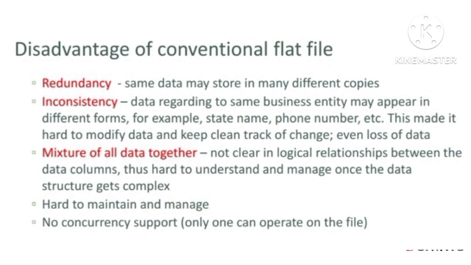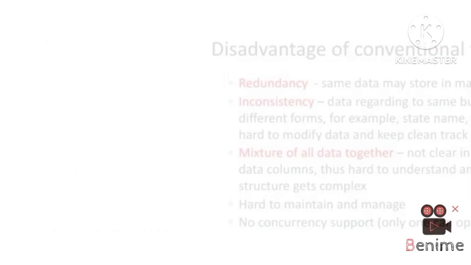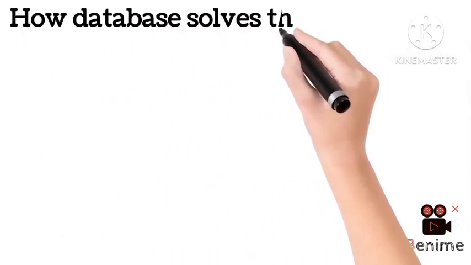Inconsistency: the data regarding the same business entity may appear in different forms. Mixture of all data together: the logical relationships between the data columns are not clear, thus it is hard to understand and manage once the data structure gets complex. And no concurrency support means that only one person or operator can operate the database.